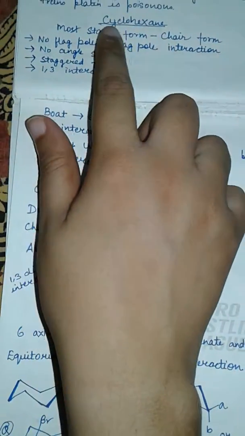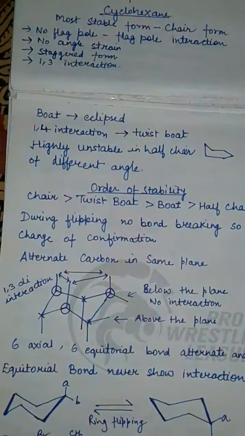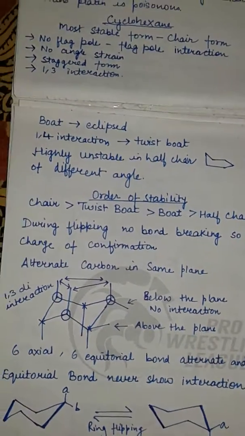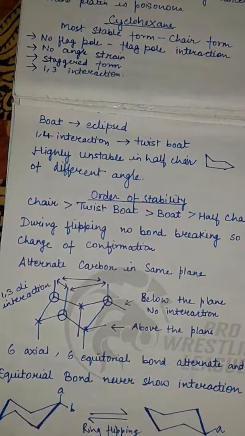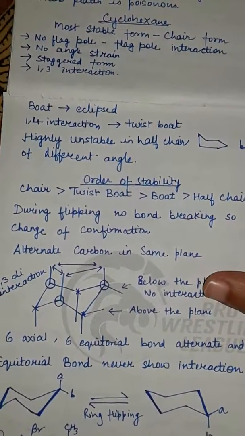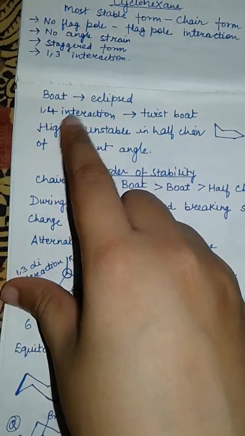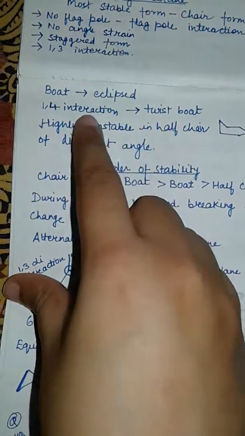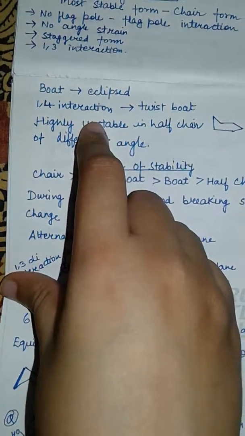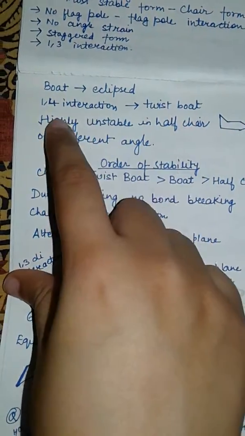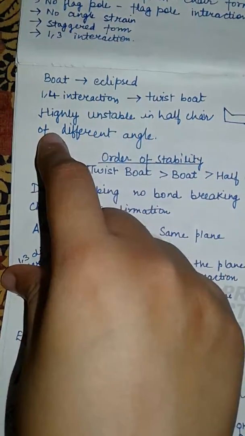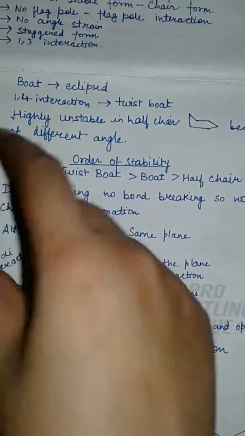Now we'll study cyclohexane. The most stable form is the chair form. No flagpole interaction, no angle strain. It is a staggered form, and 1-3 interactions are possible. In the boat form, it is an eclipsed form. In the twist boat form, 1-4 interactions are present. Half chair is highly unstable because of different angles.